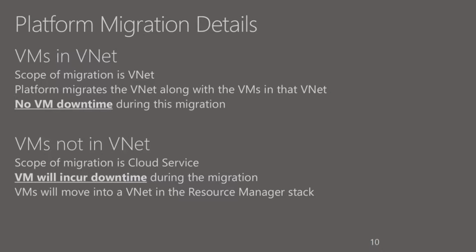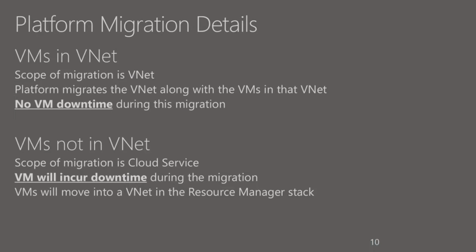Now a few things, the scope of migration specifically. If the VMs are in a VNet in the classic, every VM in that VNet and the corresponding storage accounts need to be migrated as one entity. So you migrate the VMs in the VNet completely across. In this model, there's no downtime for the VMs, there's no reboots on the VMs, everything just goes across without any impact on what we call the data plane.